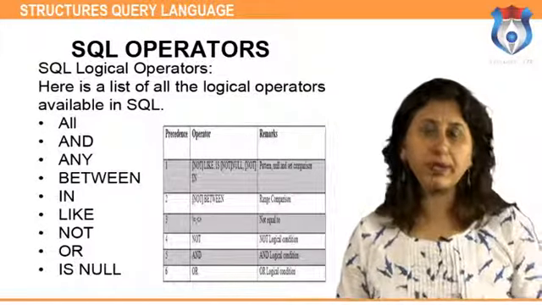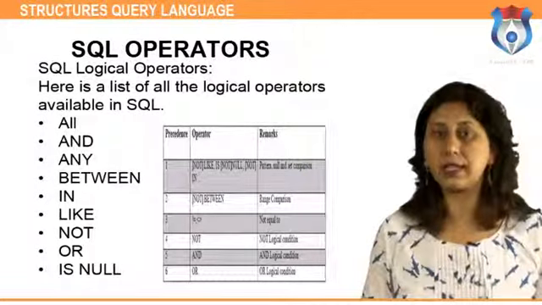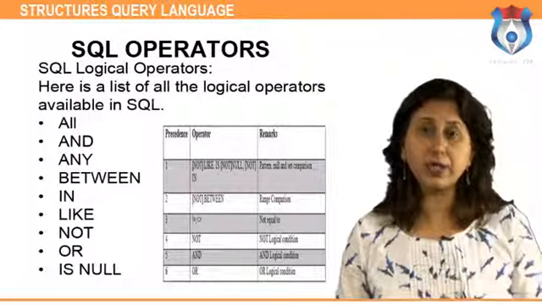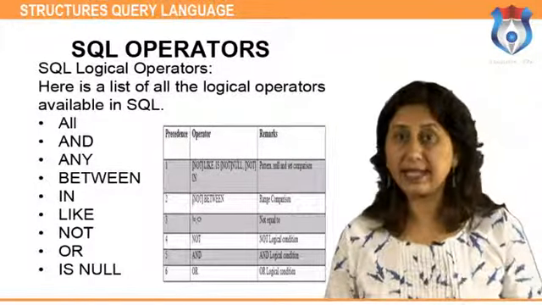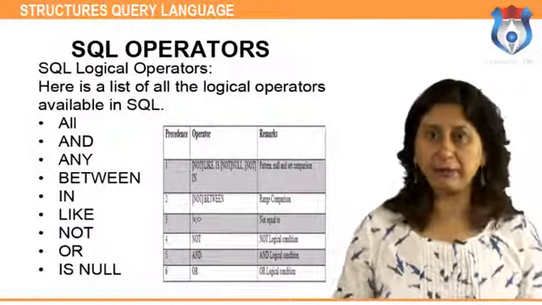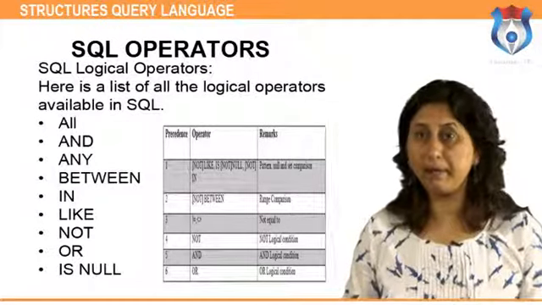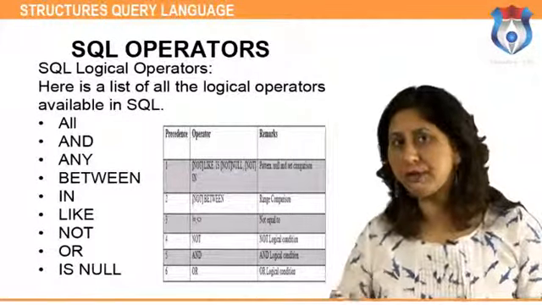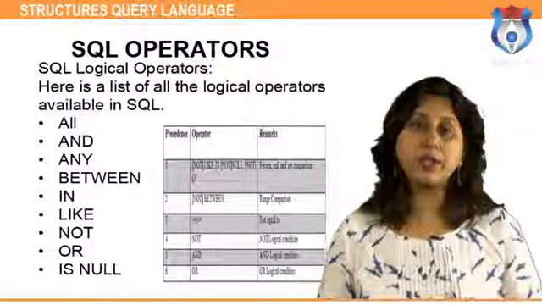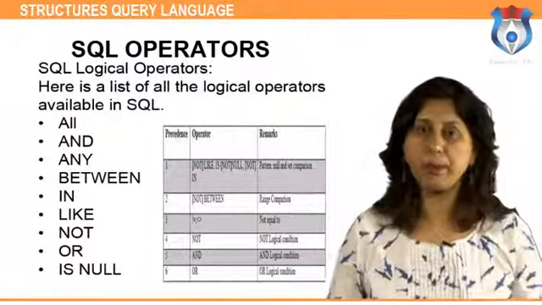The ANY operator is used to compare a value to any applicable value in the list according to the condition. The BETWEEN operator is used to search for values that are within a set of values given the minimum value and the maximum value. The IN operator is used to compare a value to a list of literal values that have been specified. The LIKE operator is used to compare a value to similar values using wildcard operators.